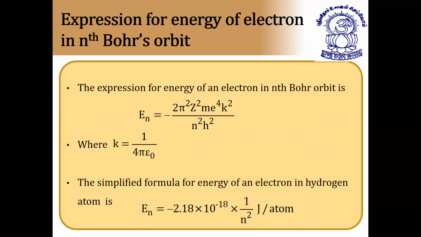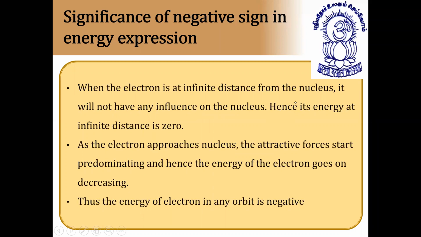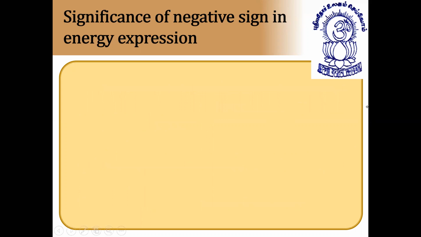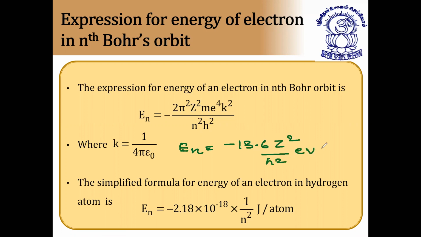And instead of this, if they ask the energy of electron in nth orbit in electron volts, we have to use another formula. So here energy of electron in electron volts: En is equal to energy of electron in nth orbit, is equal to minus 13.6 into Z square by n square for hydrogen and hydrogen-like species, electron volt per atom. Because they'll give electron volts also in the answer.